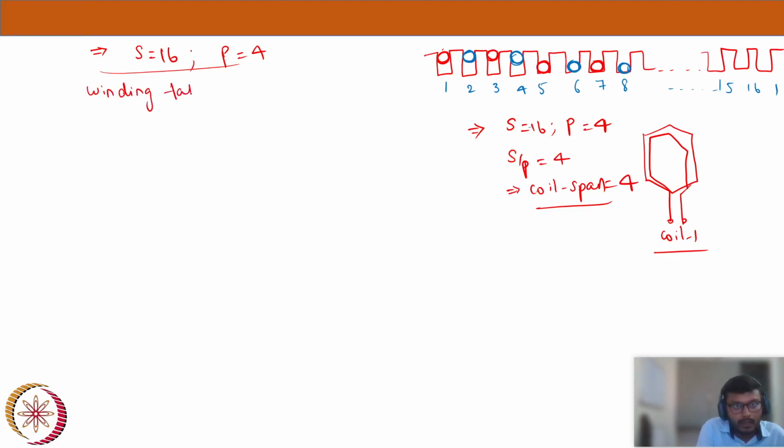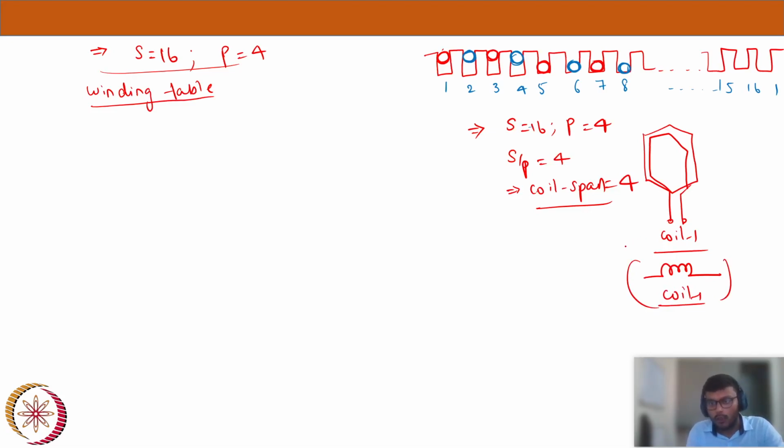Now let's make a winding table. It's very simple, and at the same time, it's very interesting to see how these winding tables and winding connections are made in a DC machine, and how the voltage is generated. I request you to pay attention while we draw this, because it's pretty fascinating to see how a winding is made on a DC machine. So let's say now I'm trying to draw this coil, simplified. This is the notation I'm taking to draw a coil.